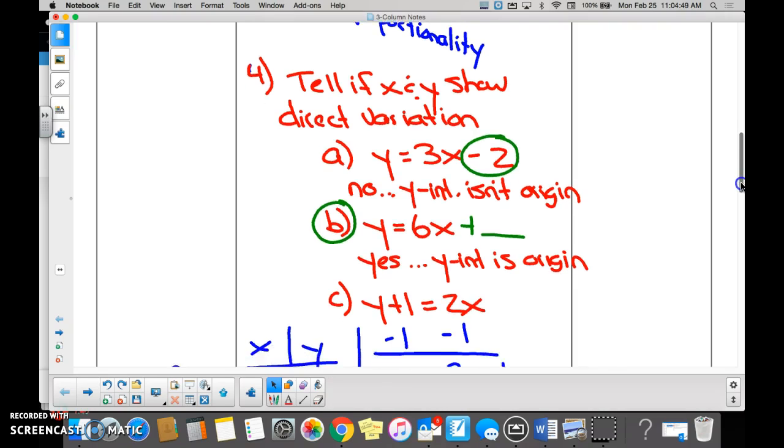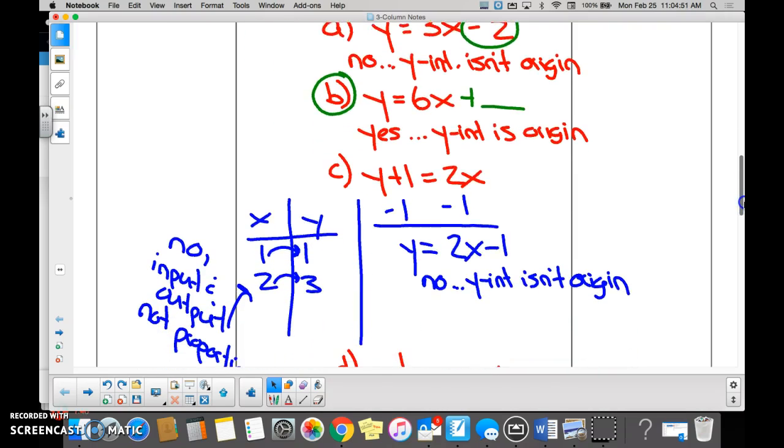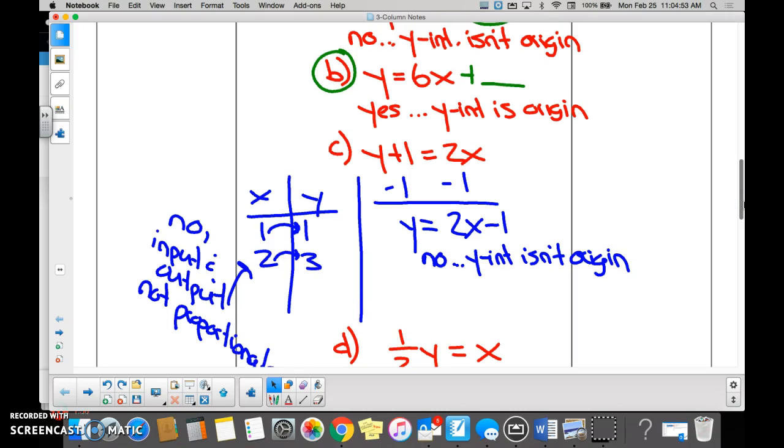Letter C, is that direct variation? No. No, in a couple of ways we proved it. It got a little bit more complex, is we just did an input-output table, right? If you plug in 1 for x, you get 1 for y. If you plug in 2 for x, you get 3 for y. Do these vary directly? No. How do you get from 1 to 1? What do you multiply by? 1. How do you get from 2 to 3? Do you multiply by 1? No, so they're not varying directly, right?